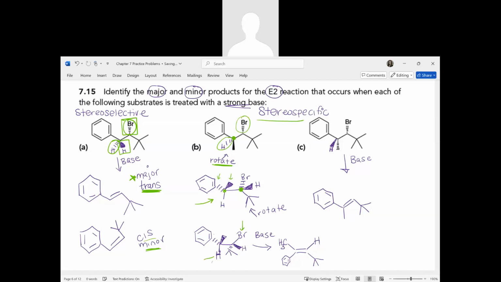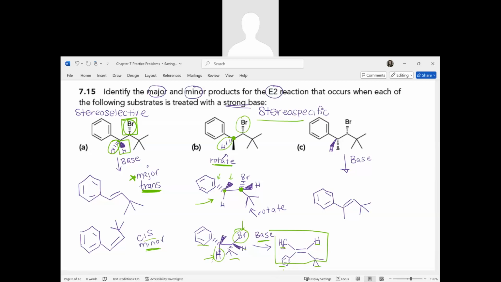So now we have this proton and this bromine in an anti-periplanar fashion, so they can be eliminated when treated with base. And this is our specific product that will be produced. And we can see that the methyl group and the hydrogen are in the same plane, the bond, and then this benzene ring and our tert-butyl group here are in the same plane of the double bond.